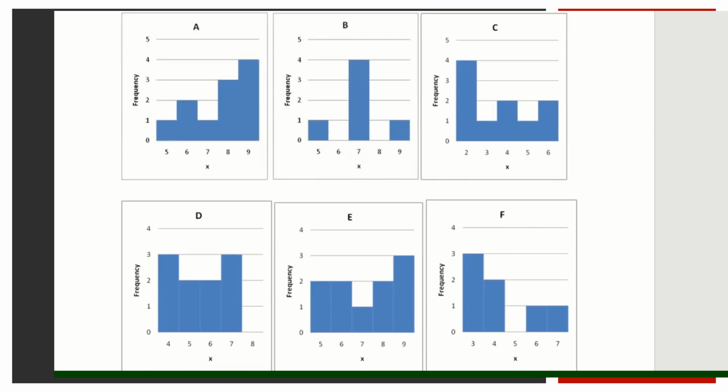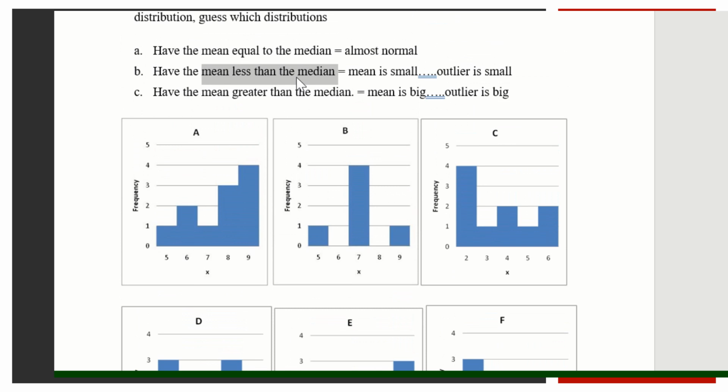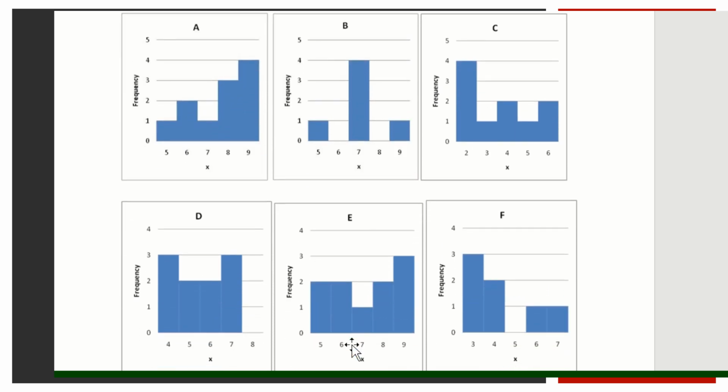How about D? A lot of students will draw one mountain for me. Oh, go up and come down. Cannot. I've never taught you such a curve. So if you look at D, D looks symmetrical, correct? Whenever any two things is symmetrical, it will be equal. It will be almost normal. Your mean will be equal to your median.